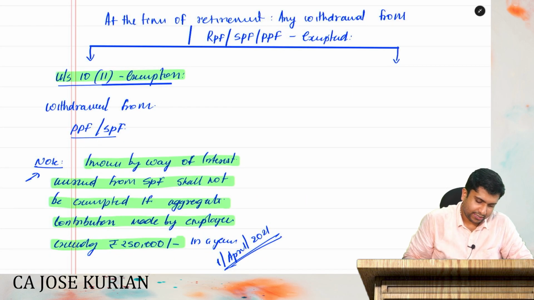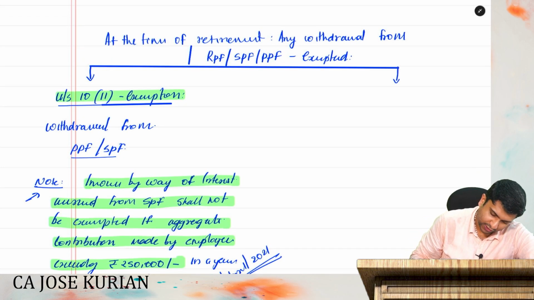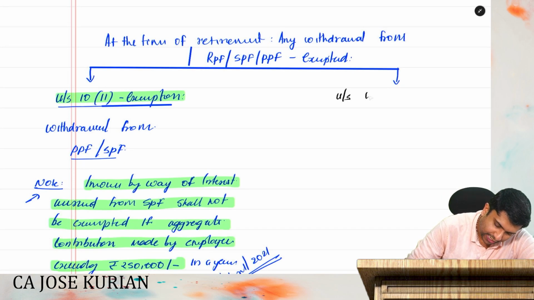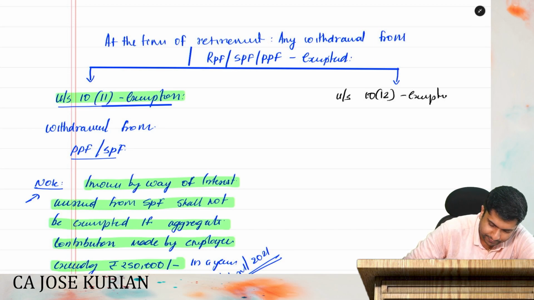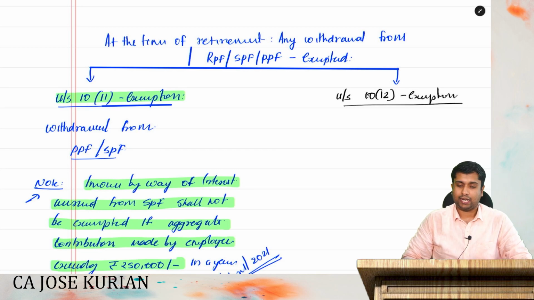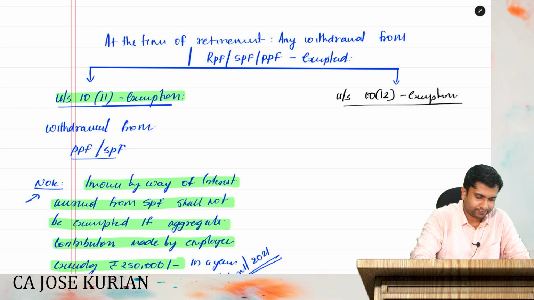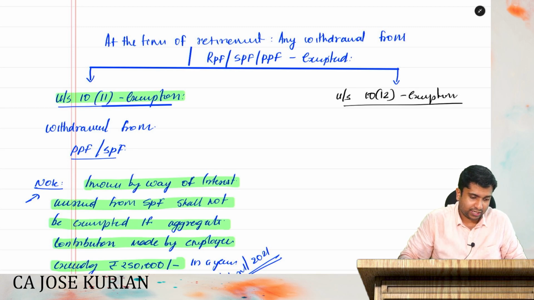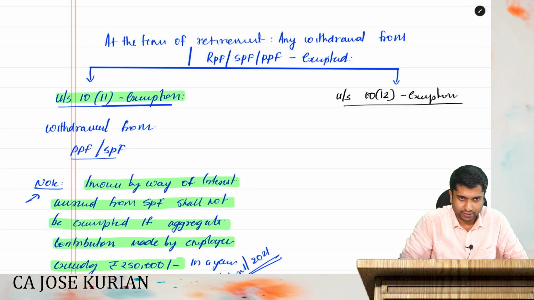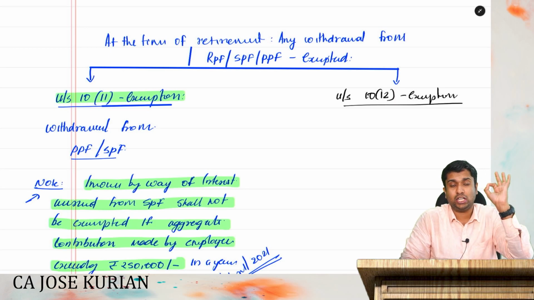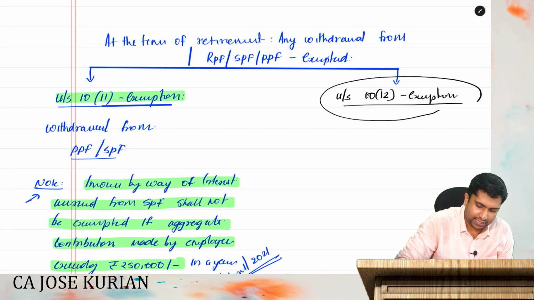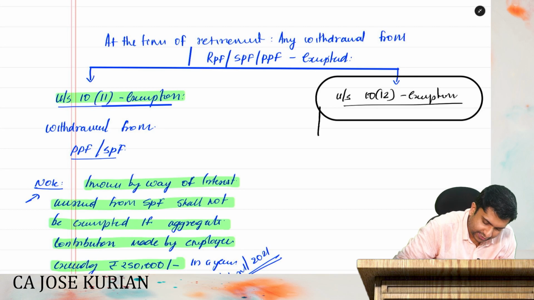Moving on to the next point, that is withdrawal from RPF. What is RPF? Recognized Provident Fund. Exemption can be enjoyed under section 10 subsection 12. So let's understand what exactly is the exemption under section 10 subsection 12. In this section 10 subsection 12 also, there are certain conditions.